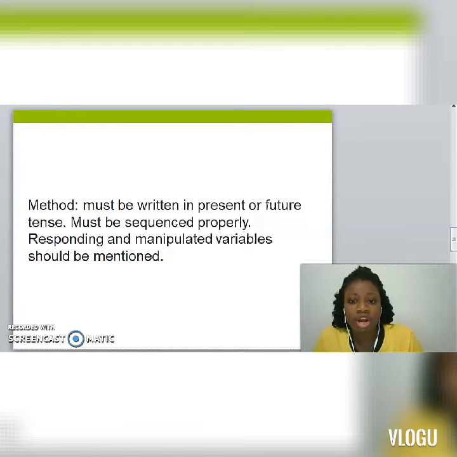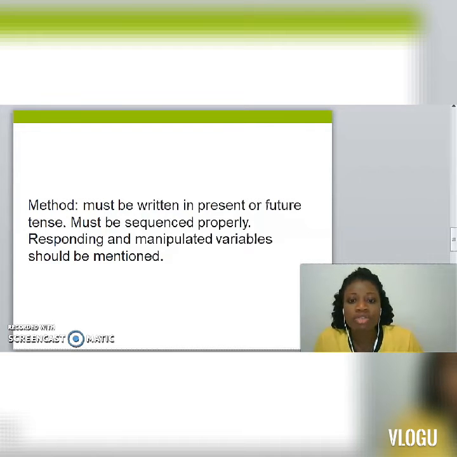All right. So for example, you will write up that method. And when you write up that method, it should be in present tense, as was said before, or future tense, and it must be sequenced properly. So things that you would include in the method would be, you have to include the name of the toothpaste. You have to also include how many times the person will brush per day, and you also have to include for how long the person will brush per day.